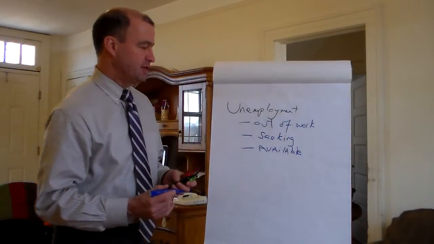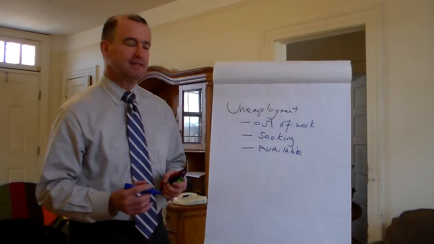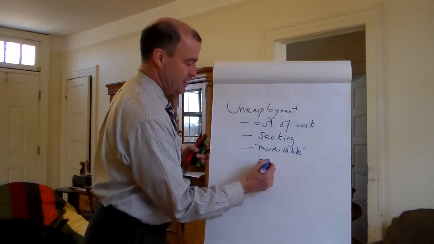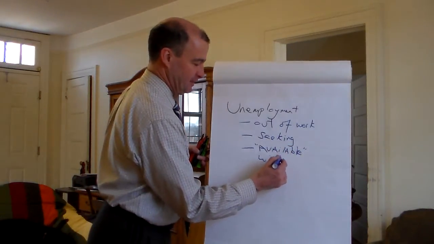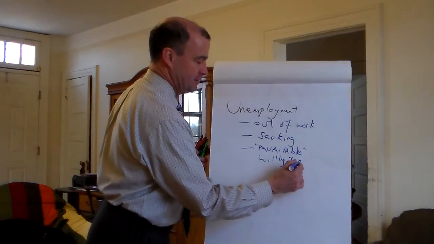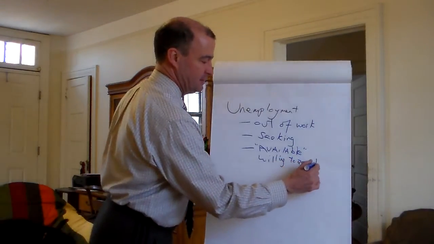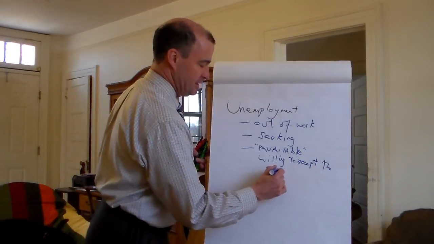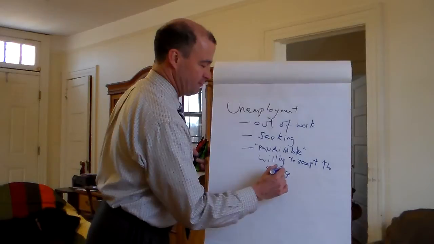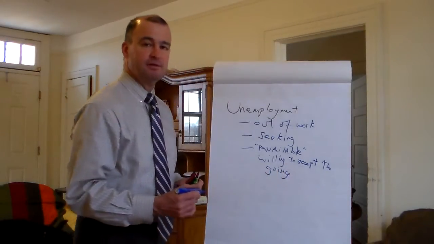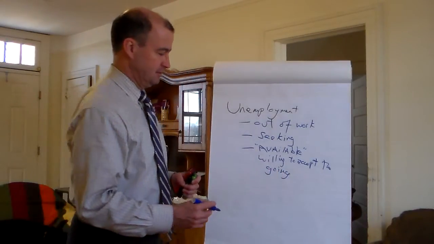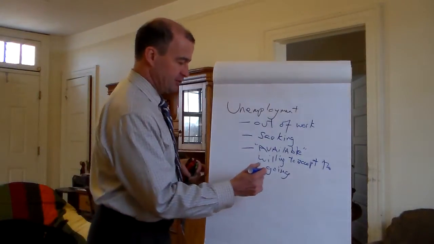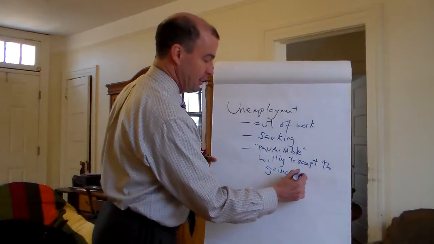Availability. A person's got to be available for work. I put that in quotations because what it really means is you have to be willing to accept the going rate, the going wage, the equilibrium wage that's appropriate for you and your skills and the state of the economy, the demand for labor, the supply of labor. You'll see. Willing to accept the going rate, wage.